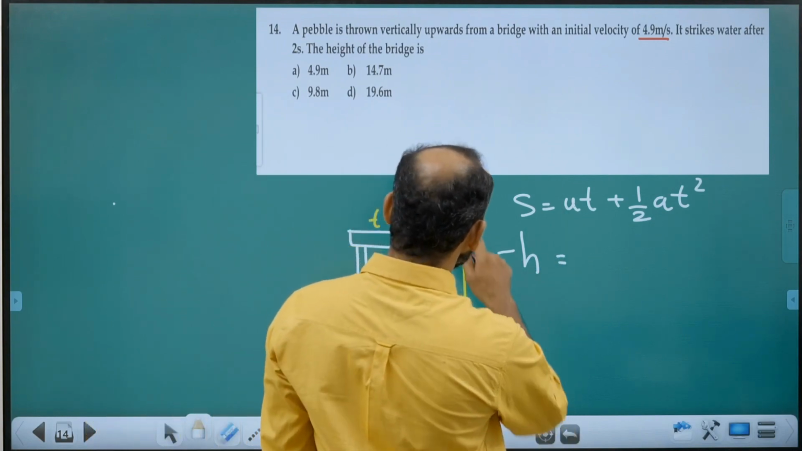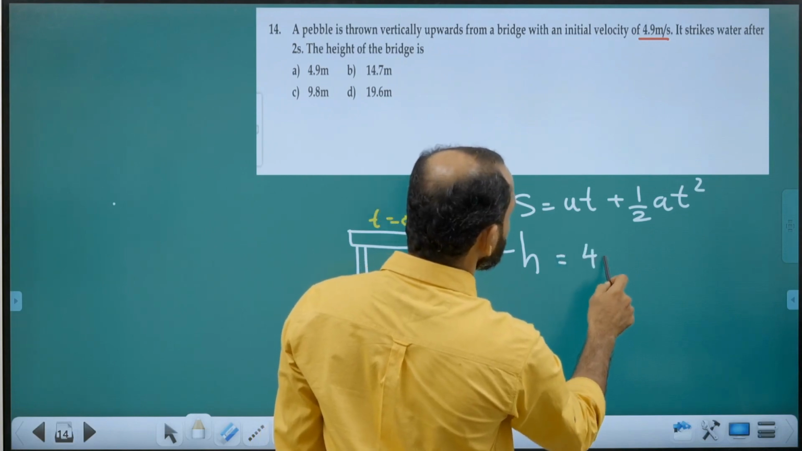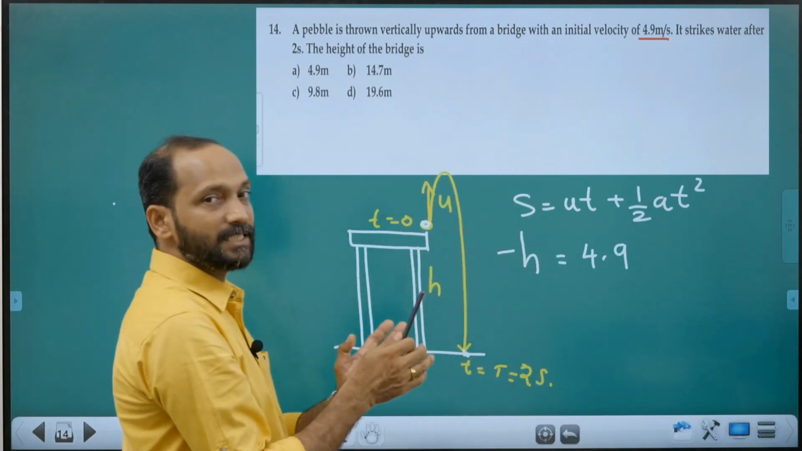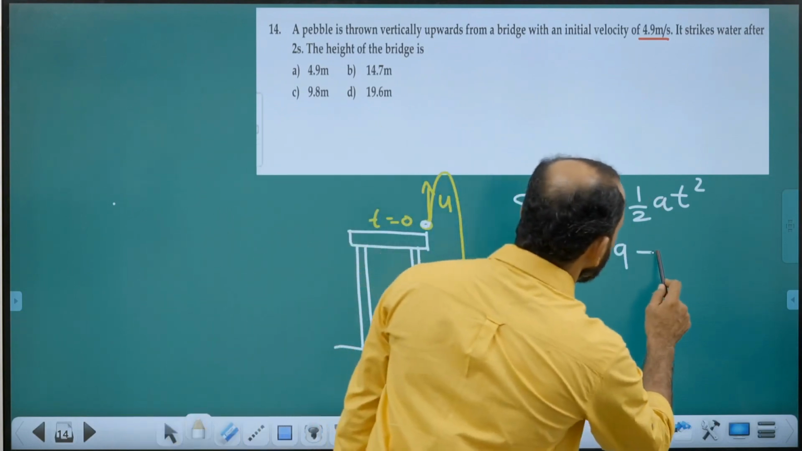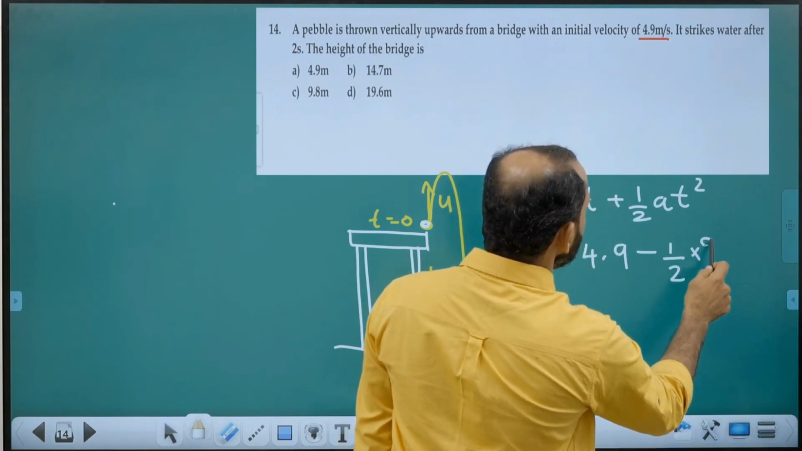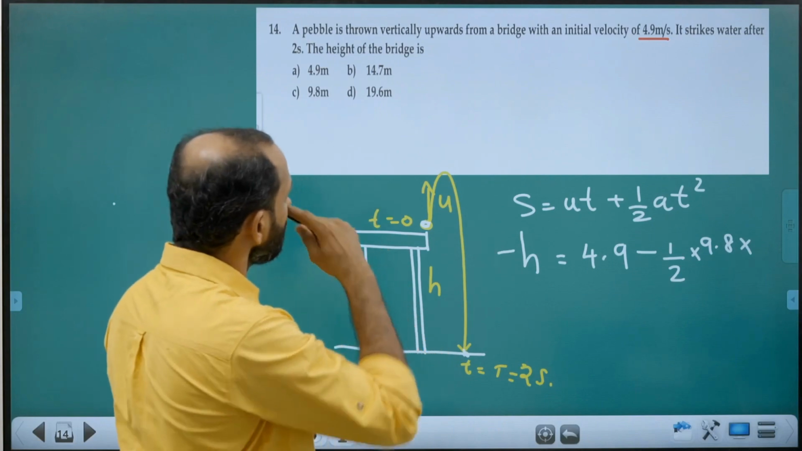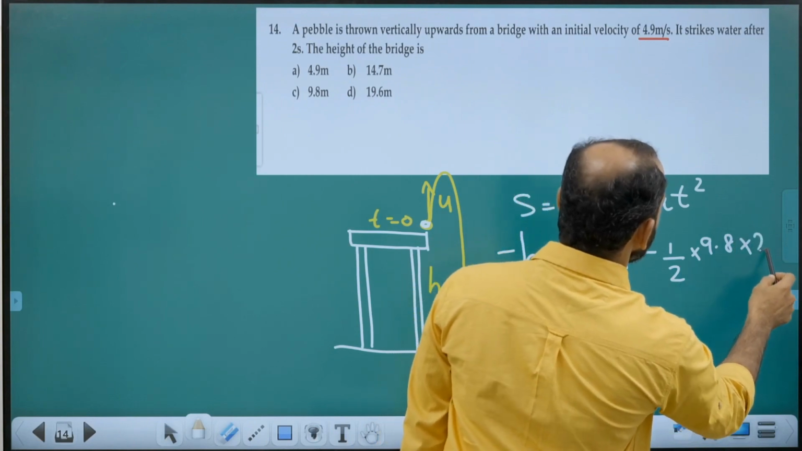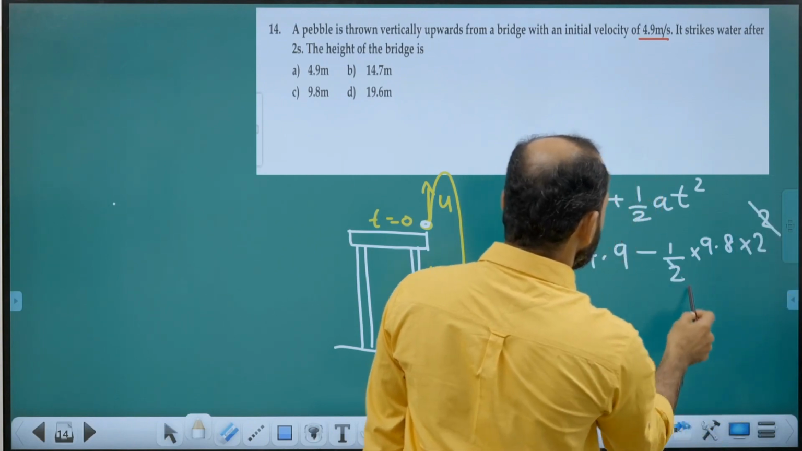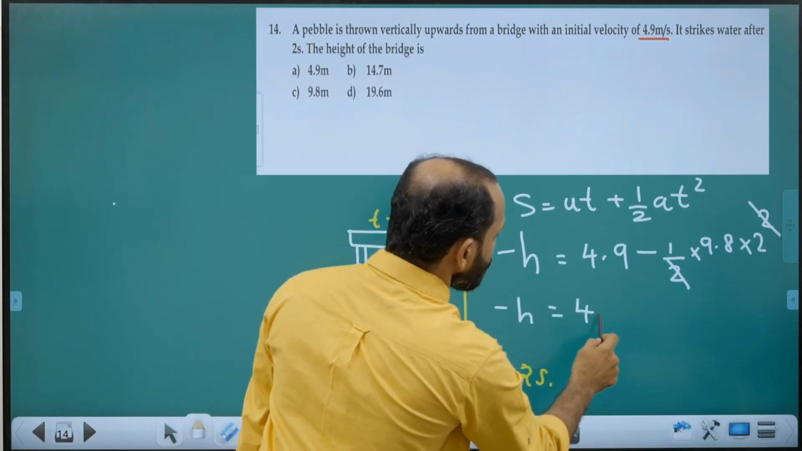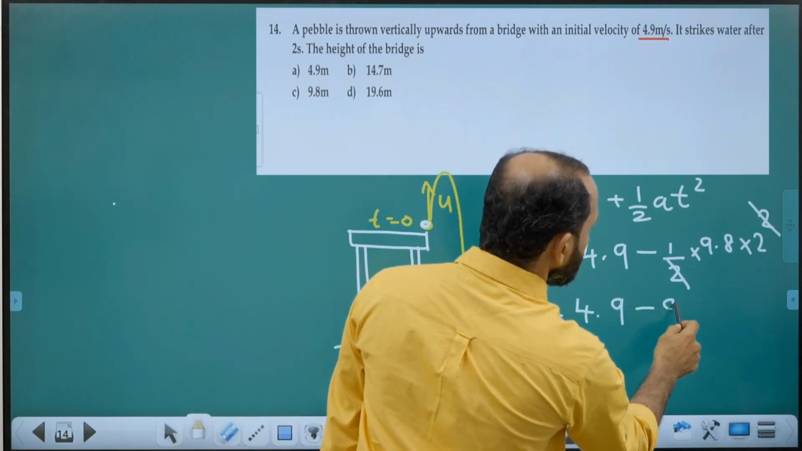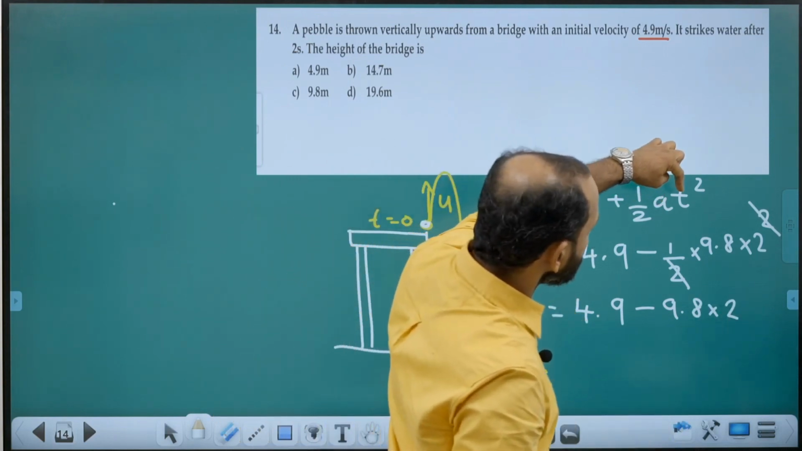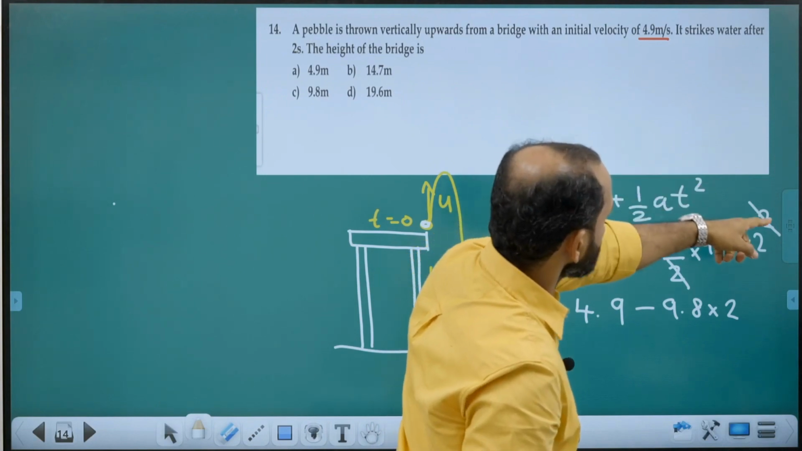Then what is u? u is in the upward direction, that is plus 4.9. I am using upward positive and downward negative. Plus a, the acceleration due to gravity, is directed downward, so I put a minus sign, with value 9.8. Now into t square, what is t there? 2, so 2 square. So minus h is equal to 4.9 minus 9.8 into 2, because it is half into 9.8 into 2 square, and 1, 2 get cancelled.